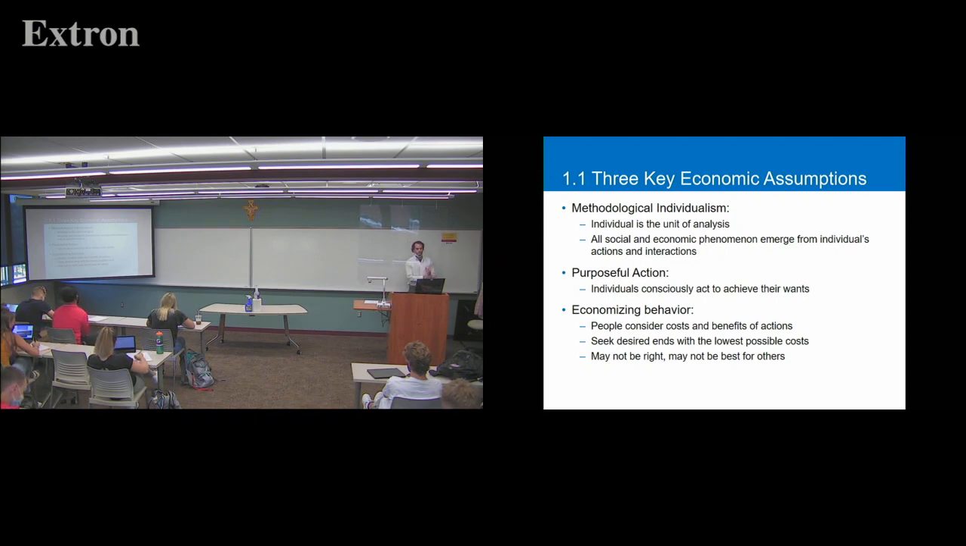The next is purposeful action. Individuals act consciously in order to achieve their wants. We're not doing random things. We're not just bouncing around. We're not deliberately choosing things that don't achieve our wants. When we have a desire, when we have a purpose, we act in order to achieve that end.